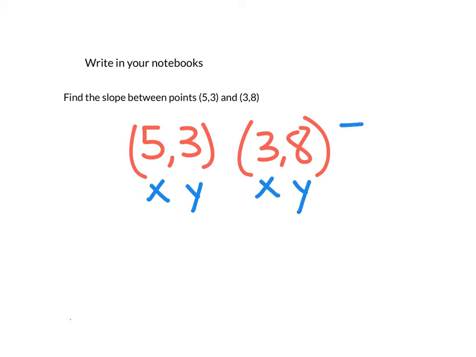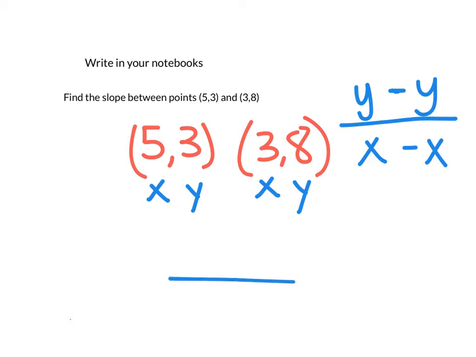And if we take a look at the formula again, it is the difference of y's, right? Difference of the y's over the difference of the x's. And make sure you use that first point first here. So I'm going to write this down here, and I want you to go ahead and plug in your difference of y's. I'm going to have 3 minus 8, and then the difference of x's, 5 minus 3.